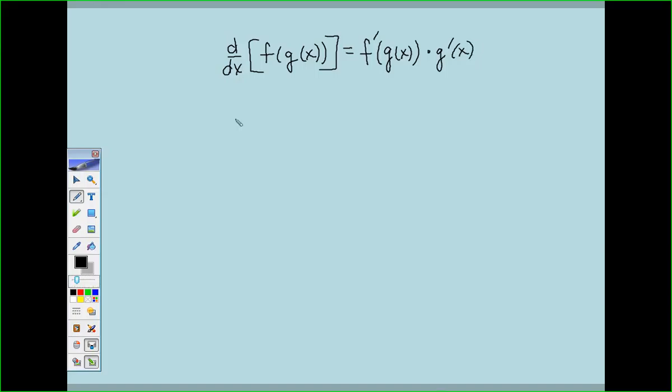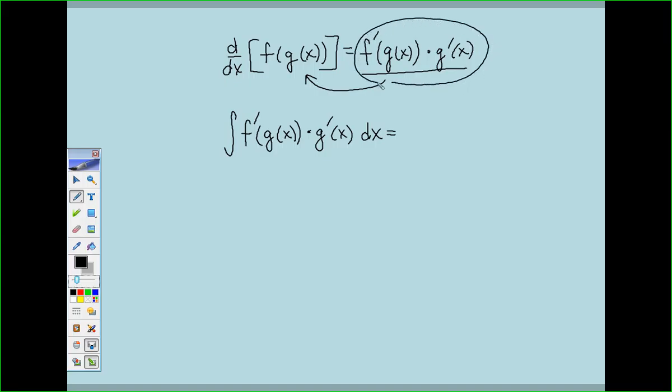So if we want to find the antiderivative of f prime of g of x times g prime of x, since this is the derivative of this function, when we try to find the antiderivative of this, we should get this function back. So this should be some f of g of x, plus we could have had some constant of integration.